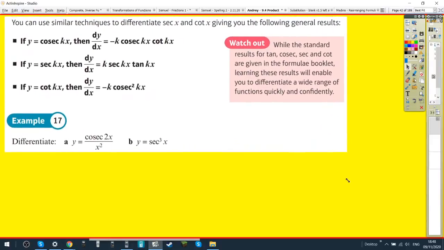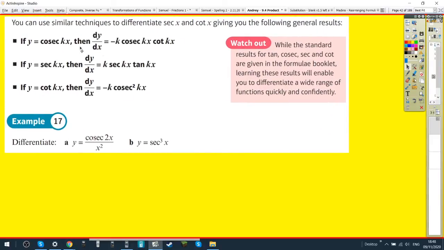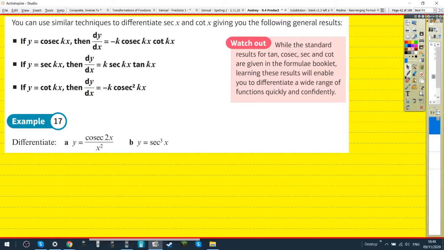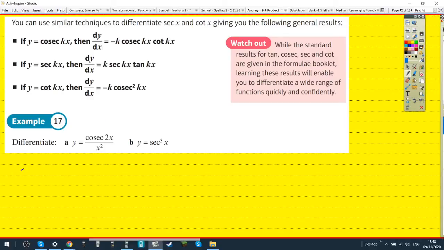Okay, they give you some of these in the formula booklet, and we just proved one of them. I'm sure we could prove the others. Okay, let's try A. I'm guessing now I need to do u is equal to cosec 2x, v is equal to x squared. Yeah, I think that's the only way to do it.